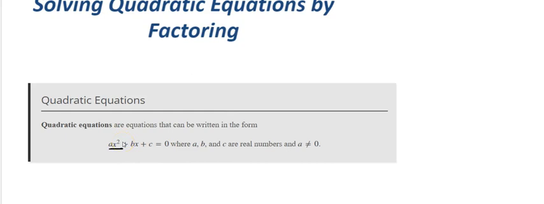Make sure that a does not equal 0, because what would happen? That would just zero that out, and then you would just get c equals 0. So this would not be a situation. So let's just jump right into some examples. It makes it a lot easier.